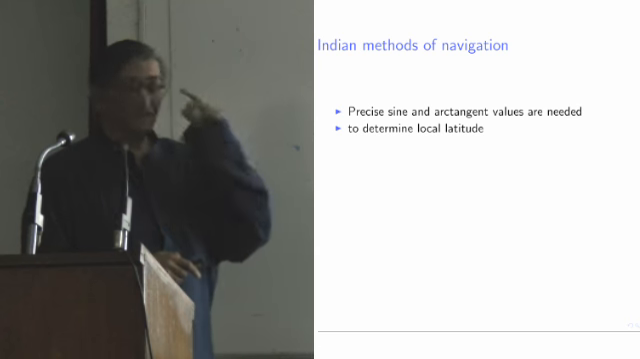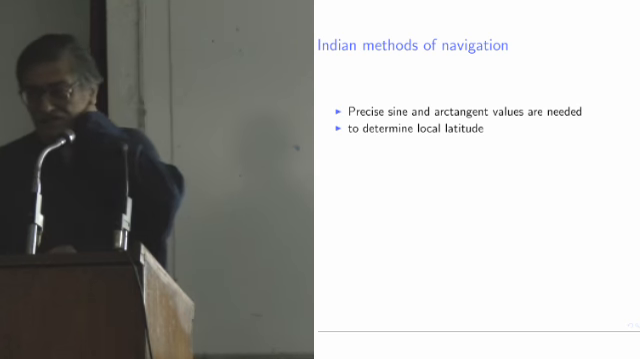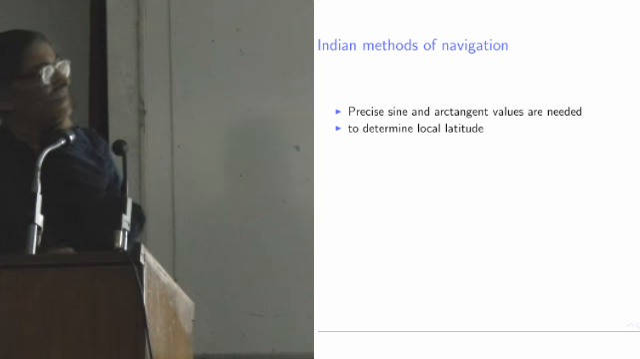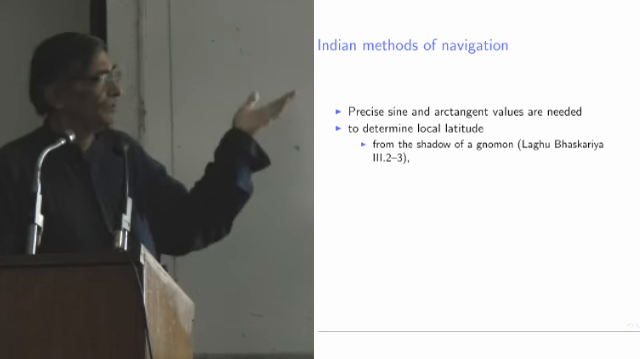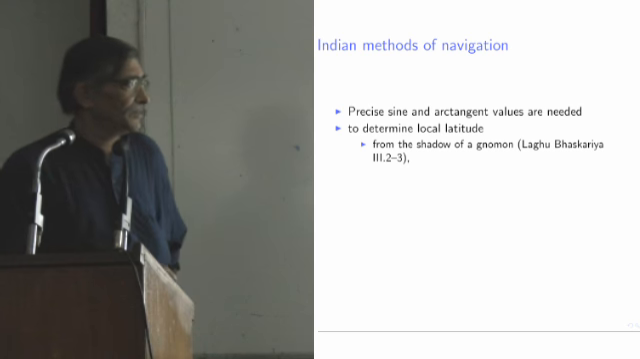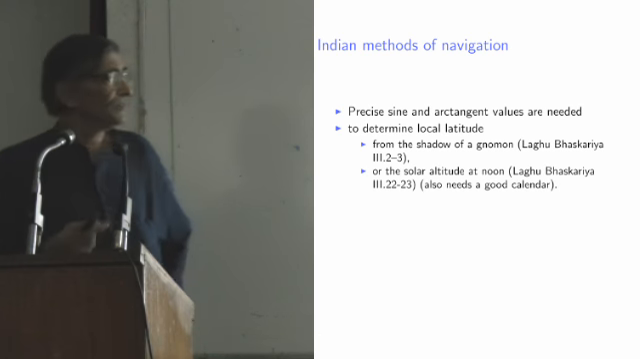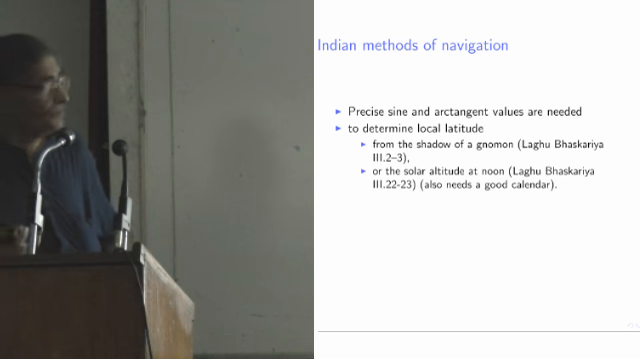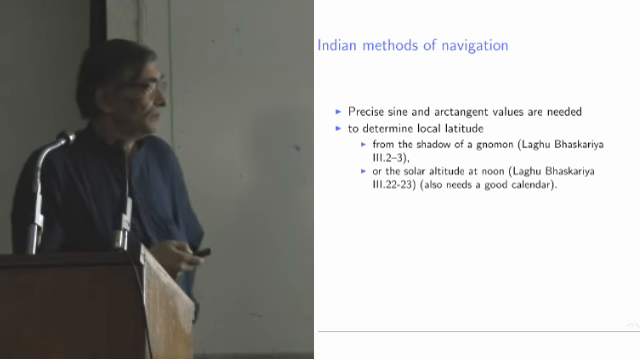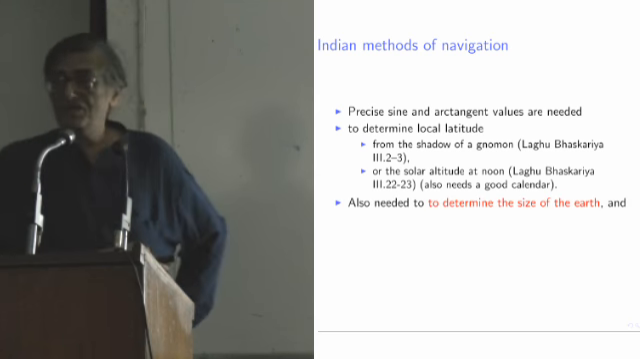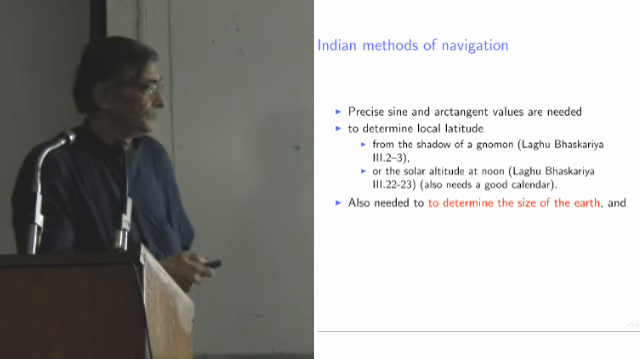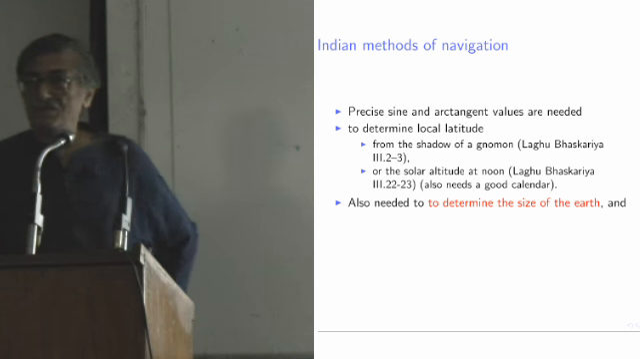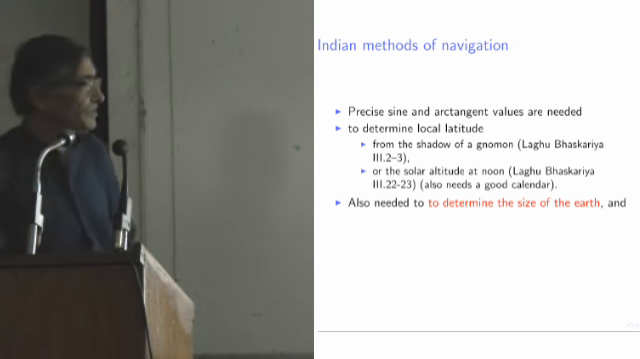You also needed to set arctangent values. There is an infinite series for arctangents. You want to determine the local latitude from the shadow of a gnomon. This is all discussed in my book. Or you want to determine it from solar altitude at noon, which also needs a correct determination of the equinox, which was not there in the Roman calendar prior to the Gregorian reform. It's not there even now, because the equinox is taken as longer than average, not precise.